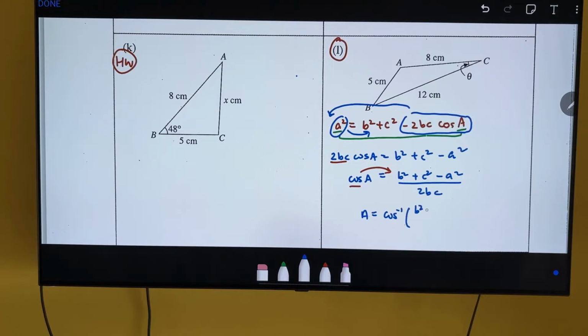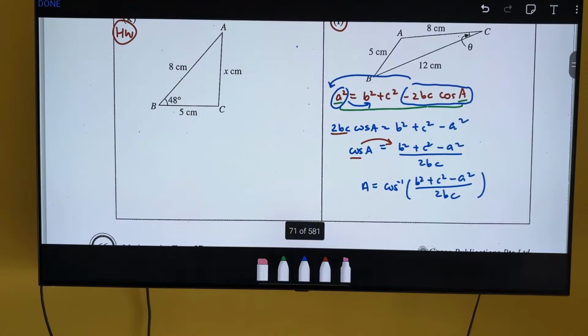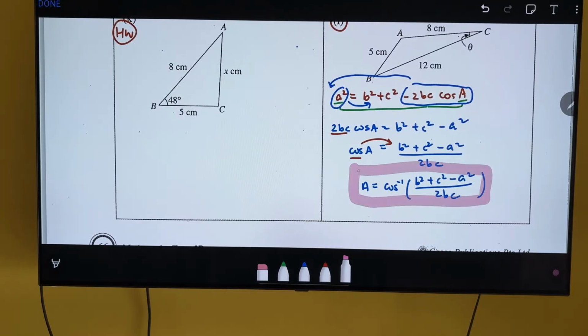B squared plus c squared minus a squared, out of 2bc. So what I'm showing you is essentially the derivation of a formula where uppercase A is the subject. Alright, if you find it complicated, you might want to commit this to memory after you have understood the derivation.